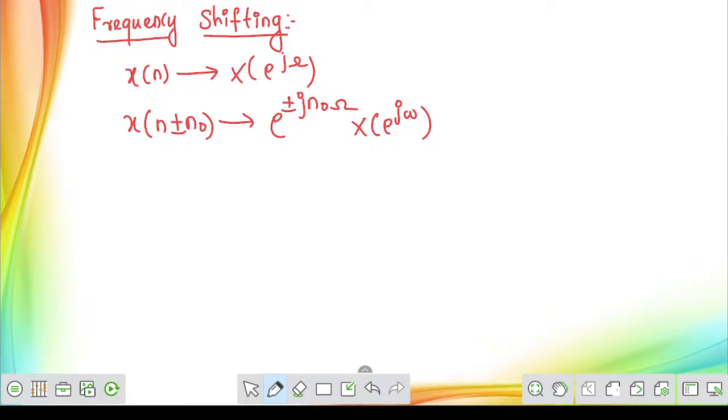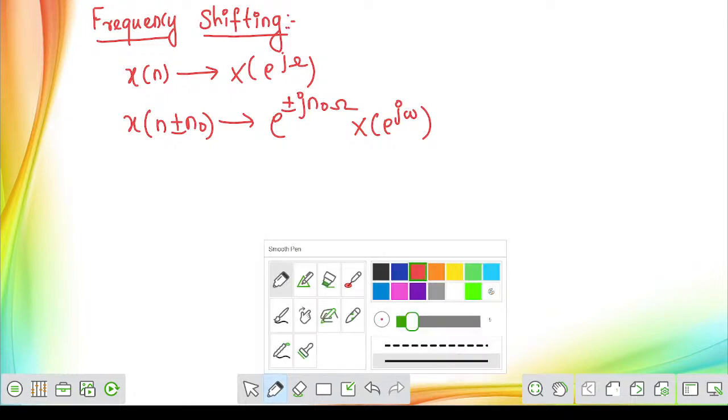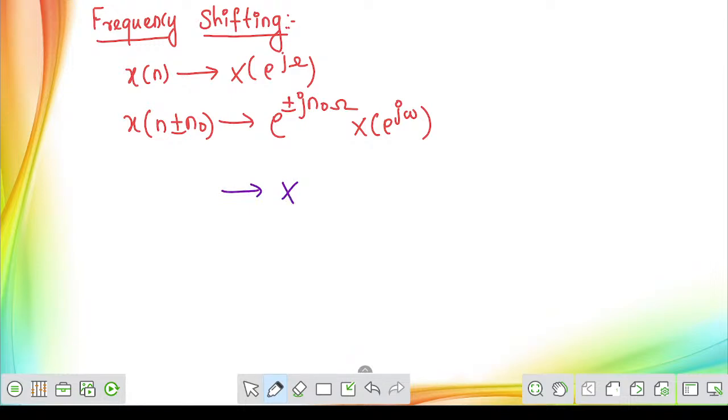But as we have observed, this is for the time domain. If this shifting occurs in the frequency domain, then how should I write it? In the frequency domain, people will write like this: X of, we will be keeping the shifting. See, everything we are writing in the power of e, so shifting also should be written like this. Omega will be shifted by an amount of omega naught, either negative shifting or positive shifting.